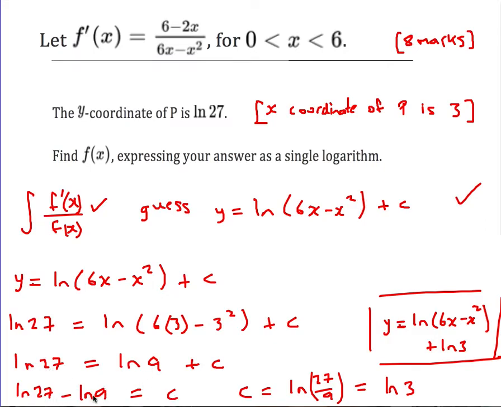Now, ln 27 take away ln 9, if you remember from logs, we can divide. So 27 over 9 gives us ln 3. And there we go, y equals ln 6x minus x squared plus ln 3. Like 8 marks. We did that in about 2 minutes, like I said, as long as you remember that rule. Actually, the rest of the question is not that difficult. Okay, so there we go.